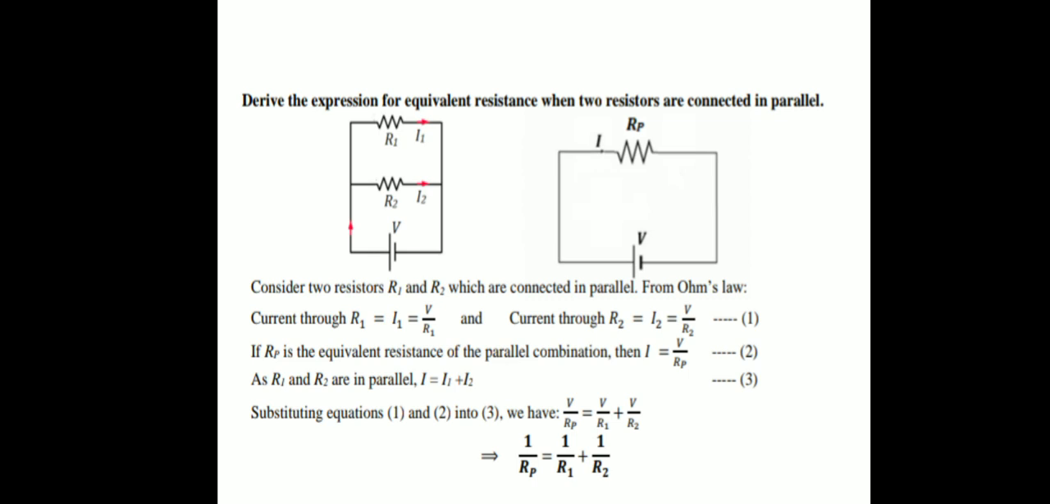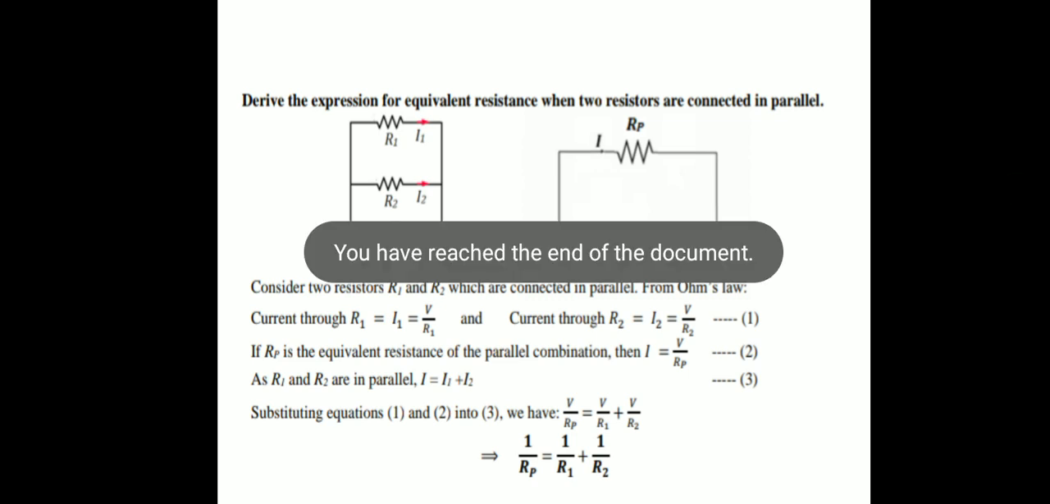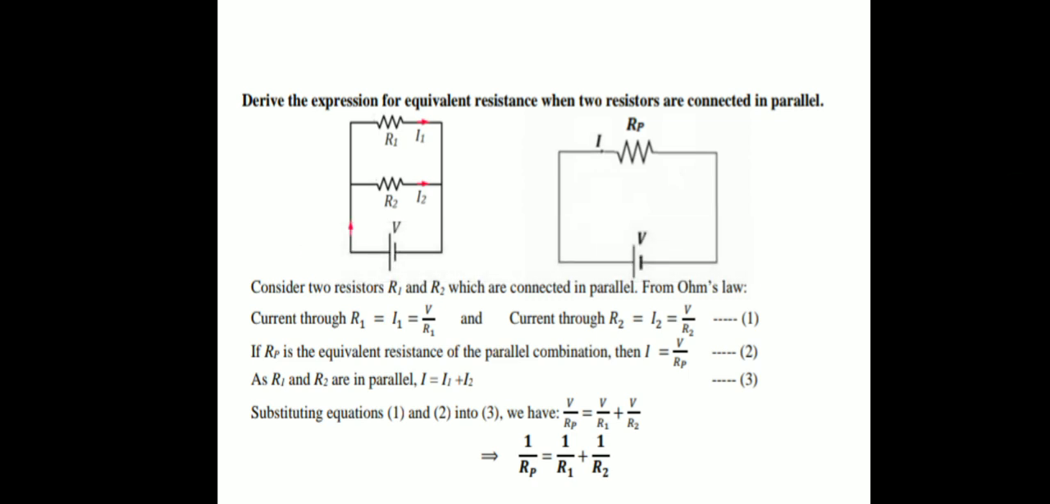So this can be extended to three resistors also. Suppose three resistors are connected in parallel, then the effective resistance 1 divided by Rp is equal to 1 divided by R1 plus 1 divided by R2 plus 1 divided by R3. For n number of resistors in parallel, 1 divided by Rp is equal to 1 divided by R1 plus 1 divided by R2 plus 1 divided by R3 and so on, plus 1 divided by Rn. In parallel combination, the effective resistance is always smaller than the smallest resistance connected.